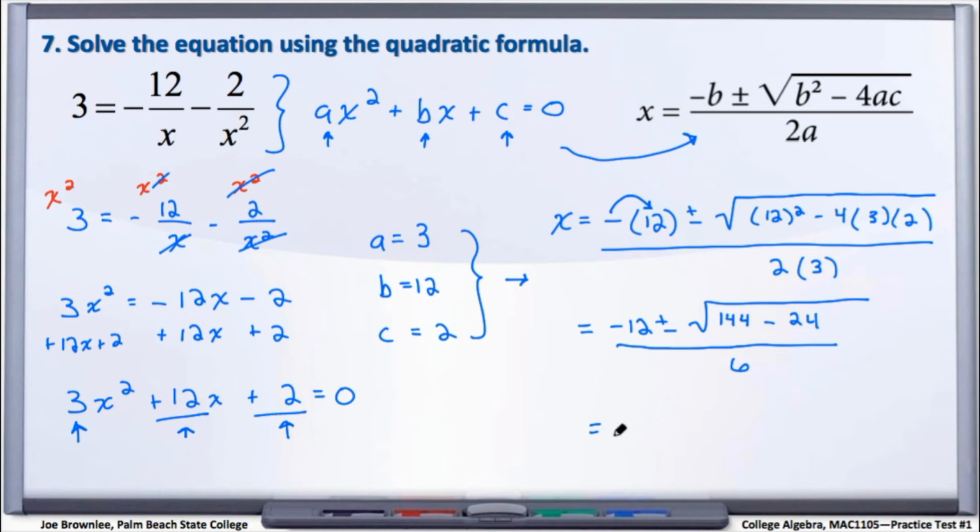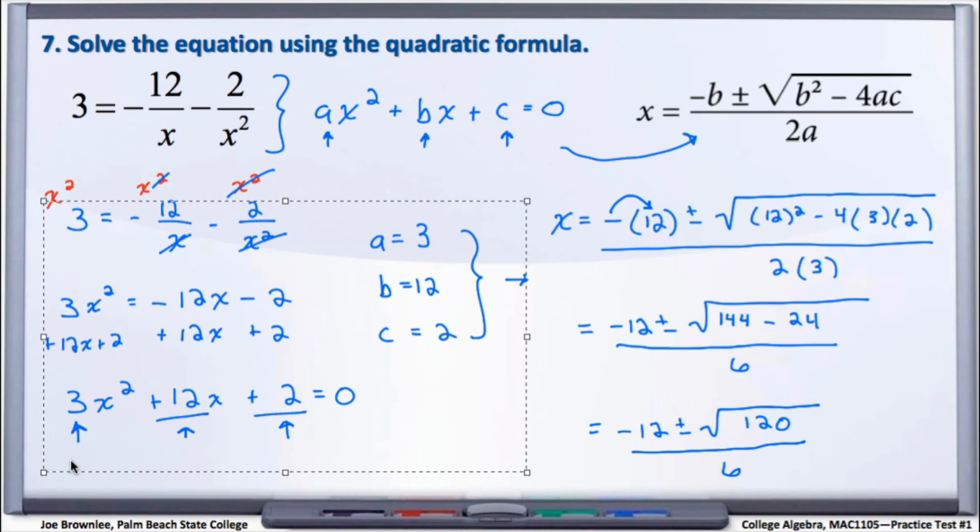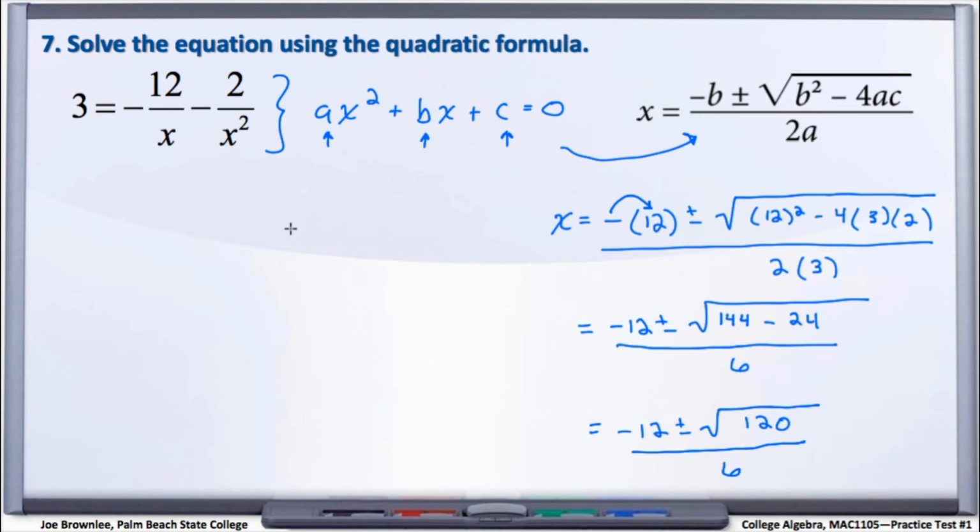Again, let's go ahead and simplify a little bit. We have negative 12 plus and minus the square root of, well, 144 minus 24 gives us 120, all over 6. And I'm going to make some room over here. I'm going to get rid of all of this. So hopefully you have that written down. If not, just rewind. That's the beauty of YouTube.